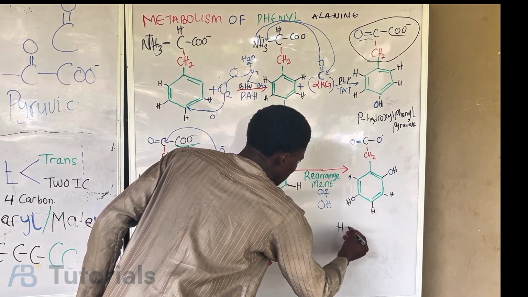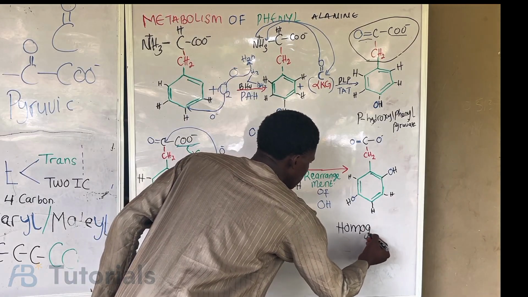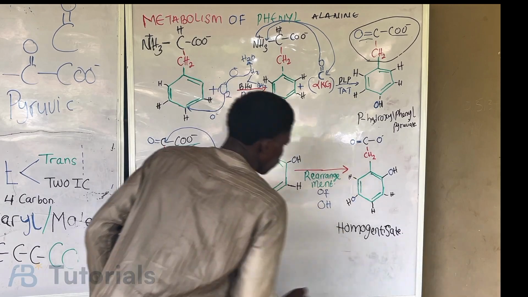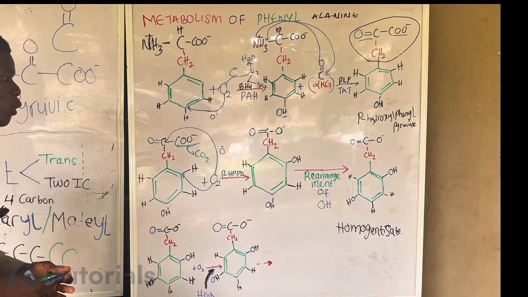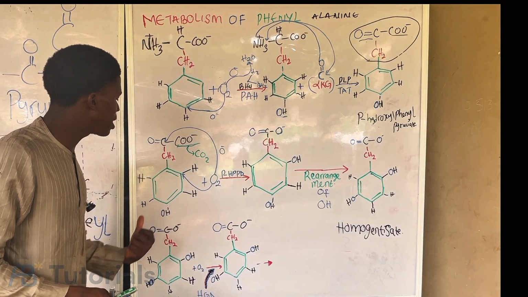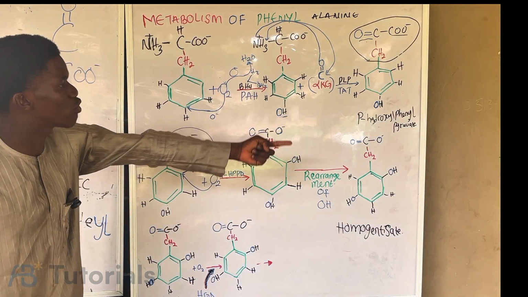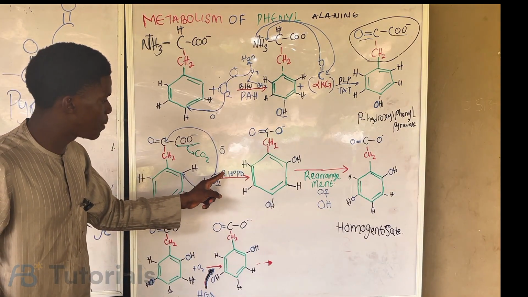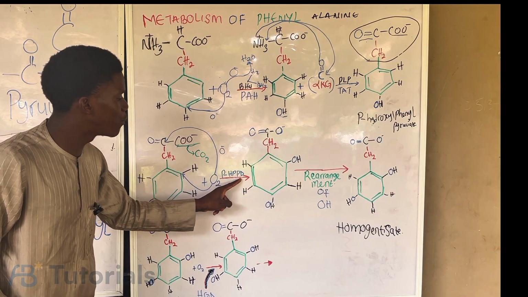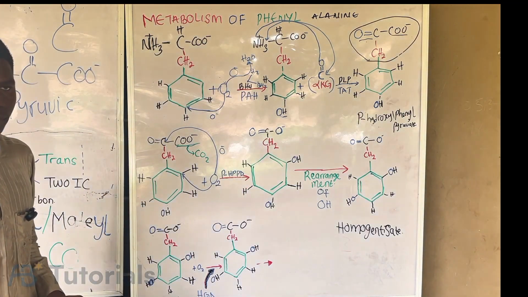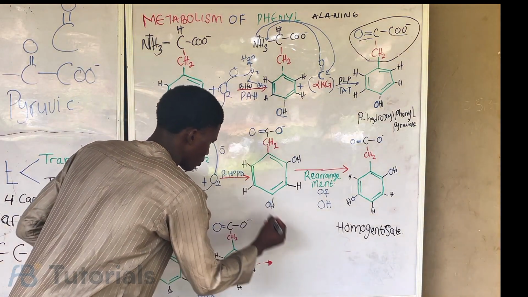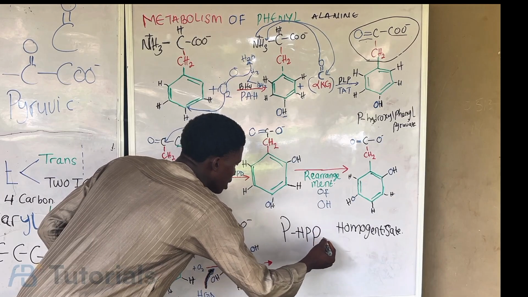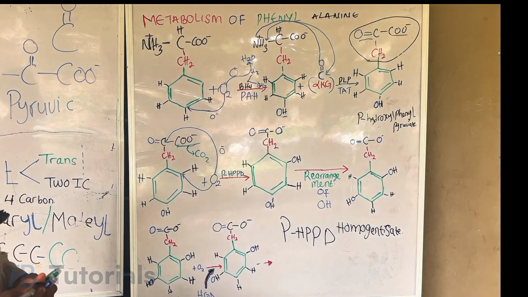But what is the name of the enzyme involved? Homogentisate, or you call it homogentisic acid. Okay, now look at this guy here. Which enzyme is involved in converting the p-hydroxyphenylpyruvate into the homogentisate? We call it p-hydroxyphenylpyruvate dioxygenase. Why did I say dioxygenase?